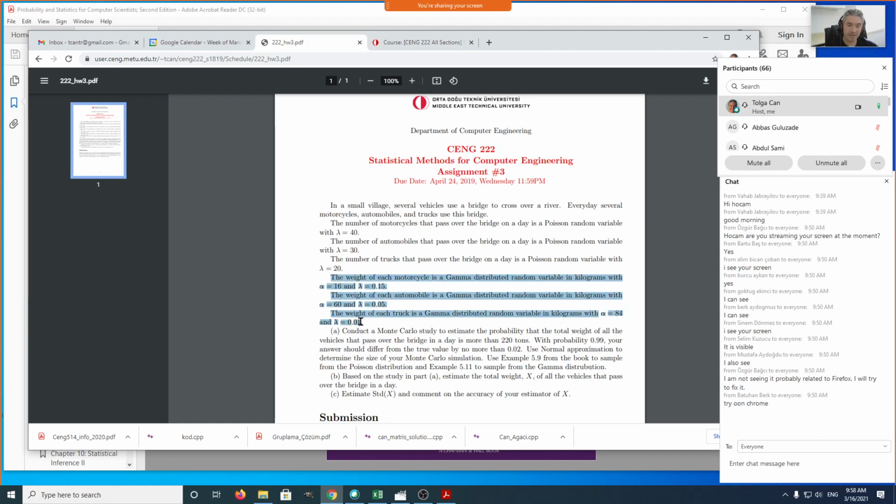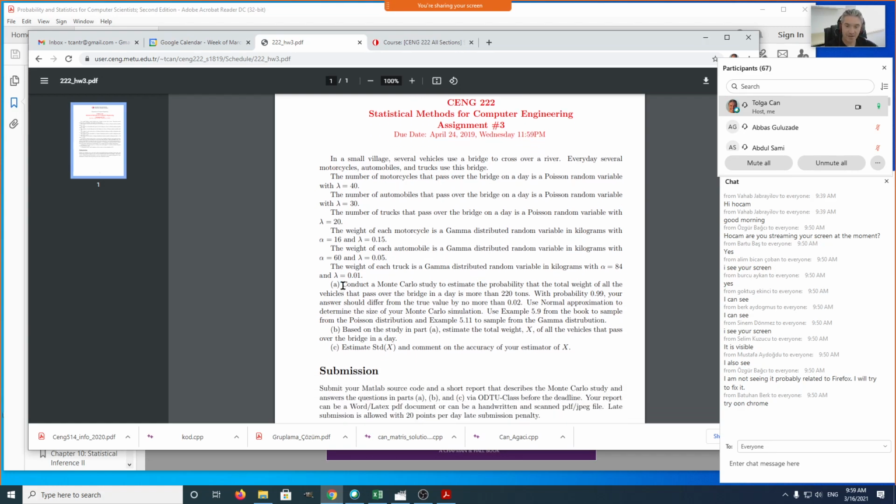The following three statements are about the weights of the vehicles that pass over the bridge. For example, if it's a motorcycle, it's a different distribution. We'll see all these distributions, what they mean, in the third and fourth weeks. It's a gamma distributed random variable in kilograms with two parameters, 16 and 0.15. These are not the expected values. This distribution has two parameters to define its shape, and by using these two, we'll be able to find the expected weight of a motorcycle. For this question, treat it as some random variable.